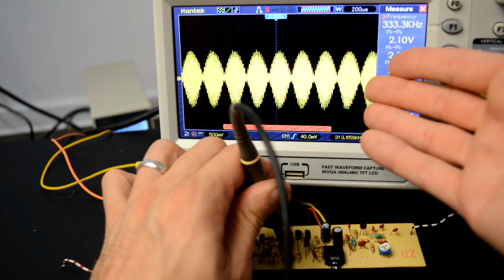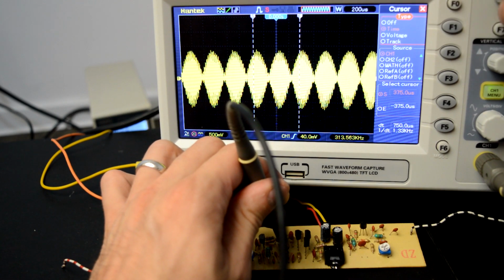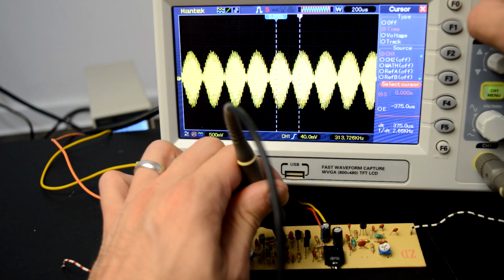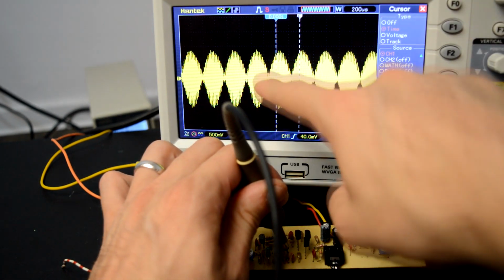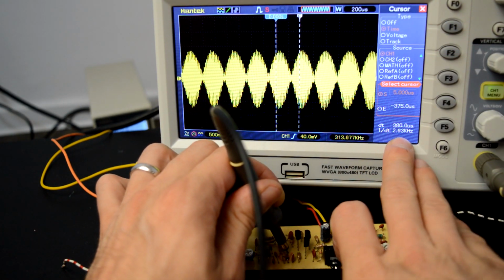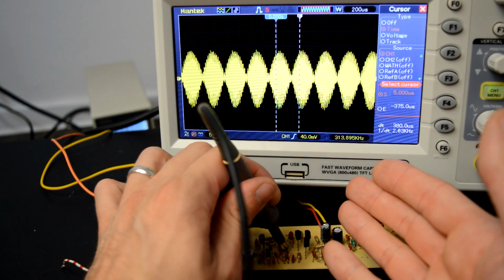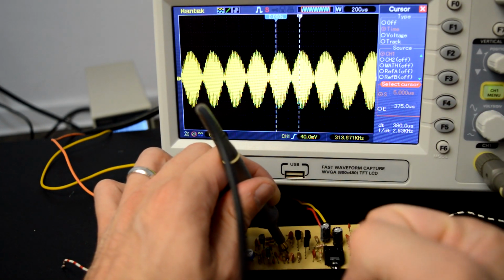So these are the two signals overlapping. And now if I just bring in my cursors, we can see that the frequency of the envelope of this signal is roughly 2.6, close to 3 kilohertz. So we are getting the frequency difference between the two initial signals.